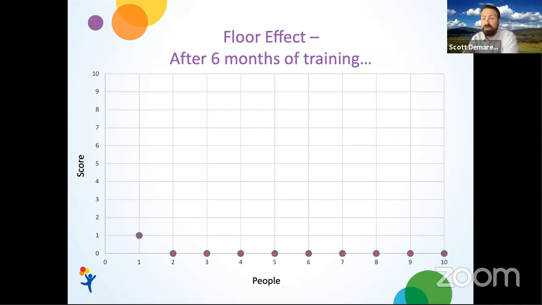Then we train for 6 months really hard, and we're trying to get better. And maybe a lot of us actually improve and we can run further, but we still can't run a marathon. So we still get a 0. Eric still can, so he still gets a 1. So we don't see any change in this. And this can be the effect of a floor. You have to have the bottom of the scale and the top of the scale fit what you're trying to measure.